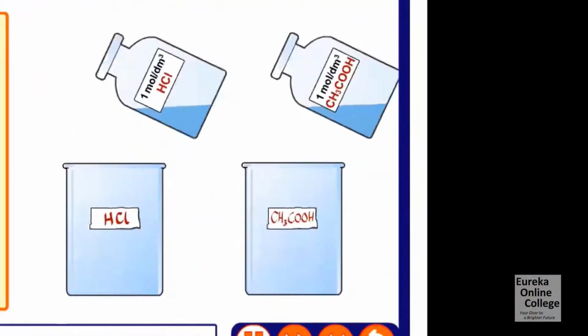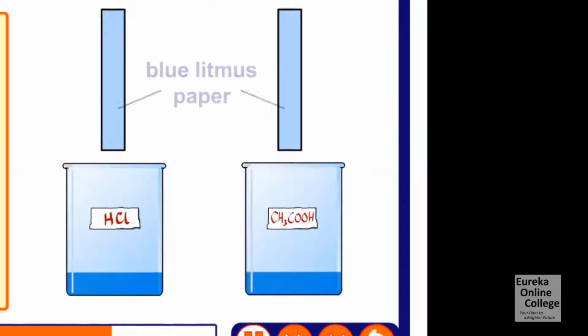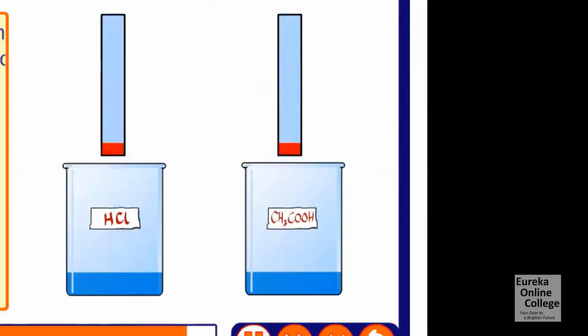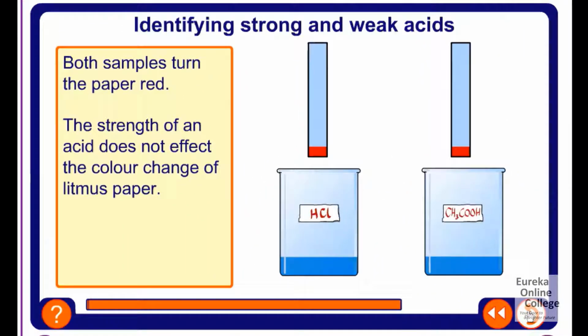Okay, so they are both acids, so they are going to turn both pieces of paper red. So litmus paper is not a very useful indicator in this respect. It will tell you whether something is acidic, alkaline or neutral, but obviously it has no bearing on the pH.